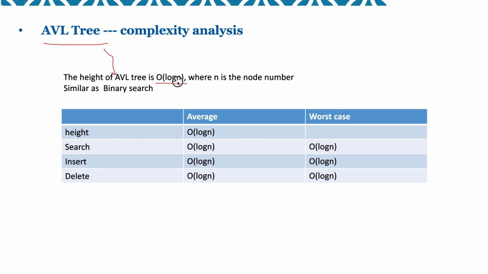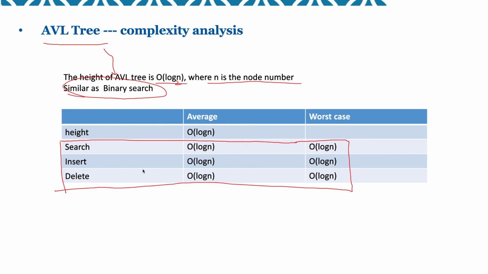Anyway, for the AVL tree, the height will always be big O log n. Of course, the base will be 2, right? And n is the node number. Just as in binary search, the height would be big O log 2 n. So the complexity of search, insert, and deletion will all be big O log n, whether it is the average case or the worst case. So it's quite a good property.